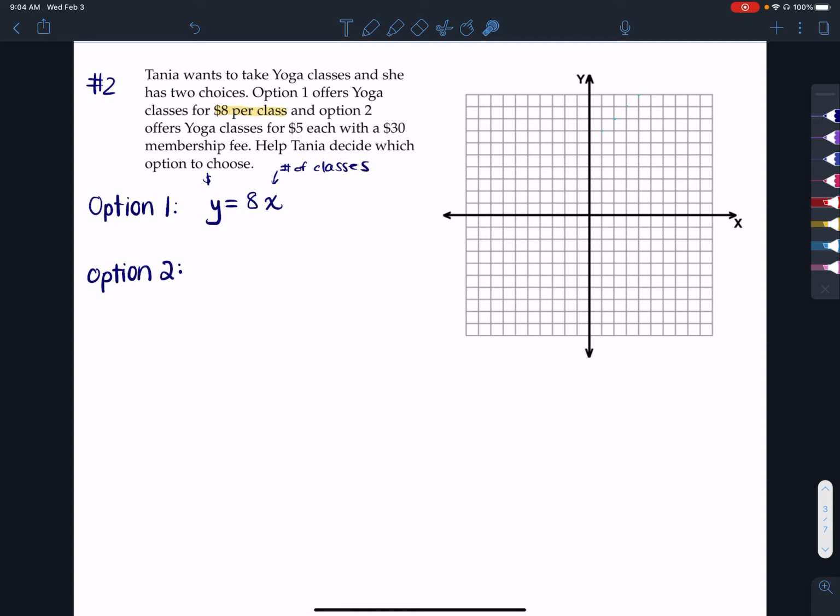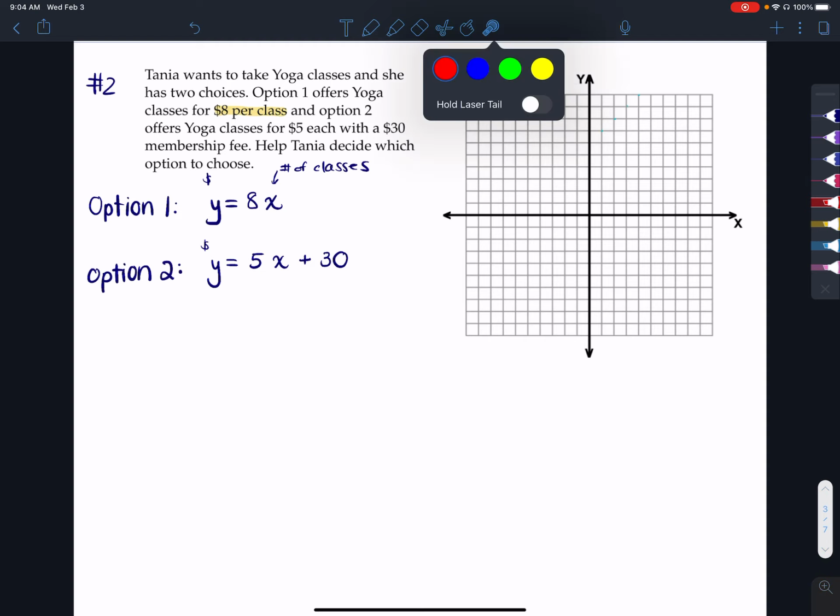Okay, and then for option 2, we have the classes are $5 each with a $30 membership fee. So again, y, which is our cost, equals $5 per number of classes plus $30. $30 is your initial value. Since you only pay it once, you don't have to pay that per class. You have to pay $5 per class and then the $30 flat fee. Okay, so now we have our two equations that represent each option.